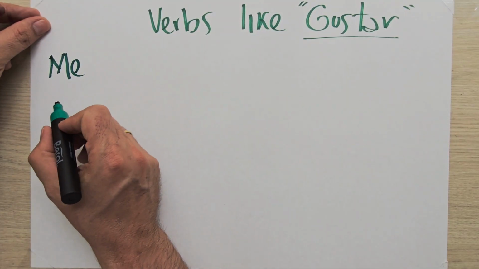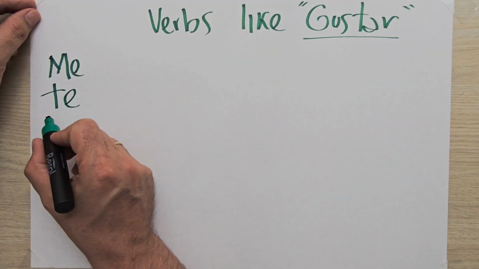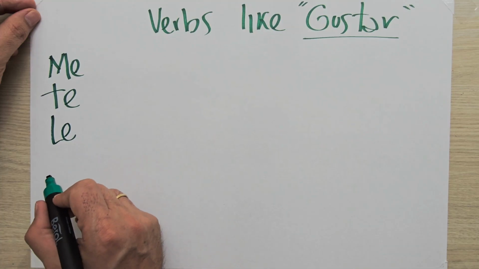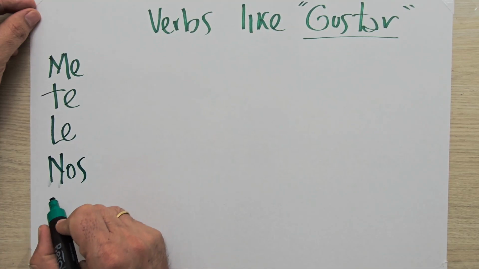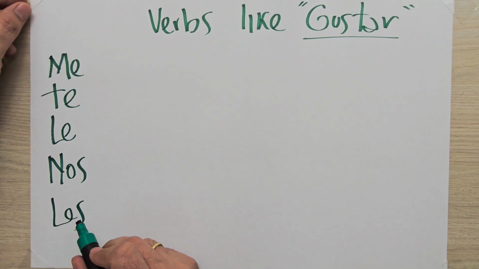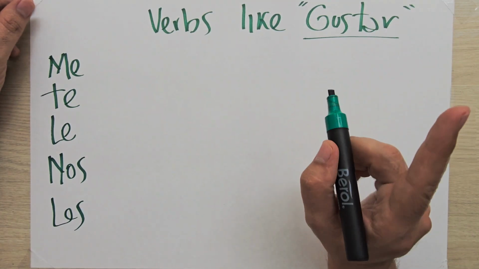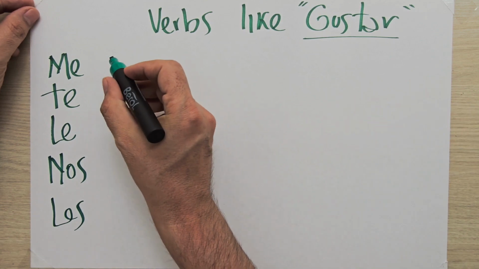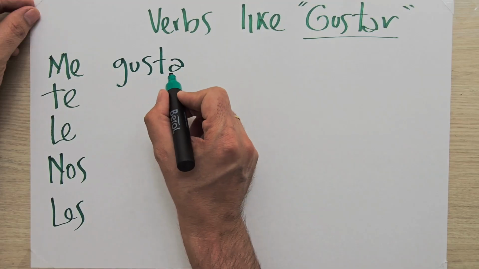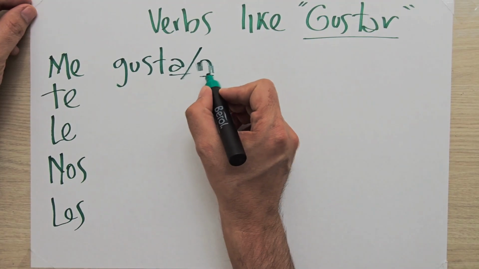Me is for I. Te is for you. Le is for he, she, or it, or you formal. Nos is for we. And les is for they or you guys, you plural. And then the verbs like gustar are only going to have two conjugations. Me gusta for singular, me gustan for plural.